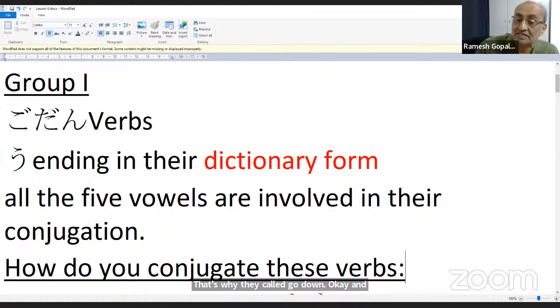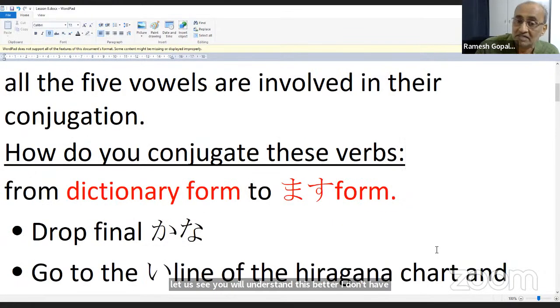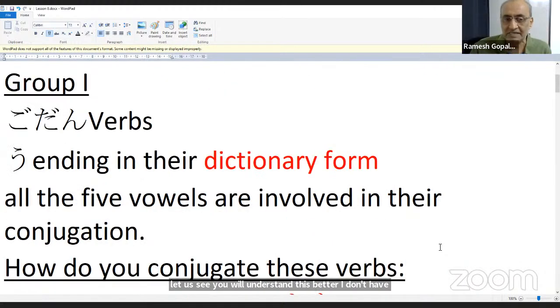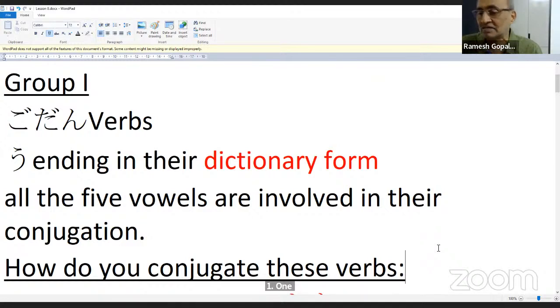You will understand this better as we go. I don't have to ask you whether you have understood. Now let us see: what is the meaning of conjugation? What did I say was conjugation? I just told you. Changing forms. Not just from the dictionary form. You can keep changing from one form to another.